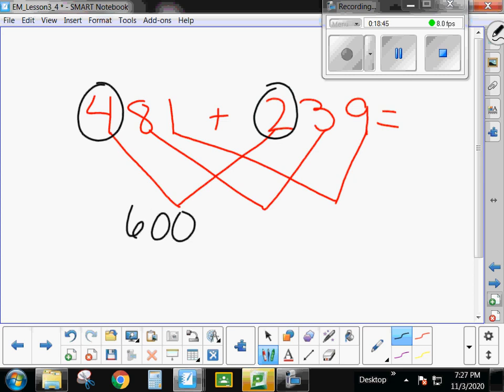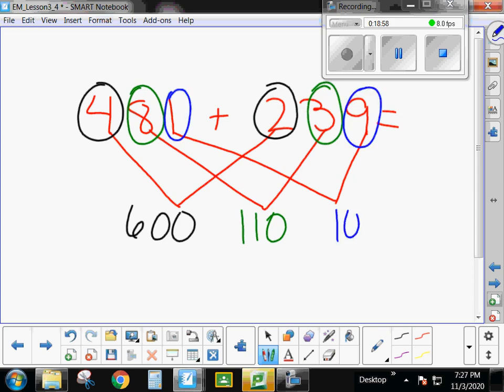If I have 80 plus 30, 8 plus 3 is 11 with a 0 on the end of it, right? And 1 plus 9 is 10. And then I can add those all together. Okay, so when I add 600 plus 110 plus 10, I might even have to put some of these together. 110 plus 10 is 120. And then when I add on my 600, I would have 720.